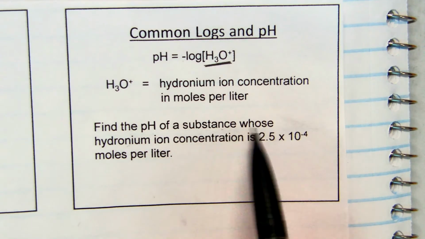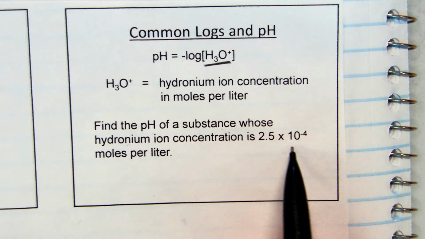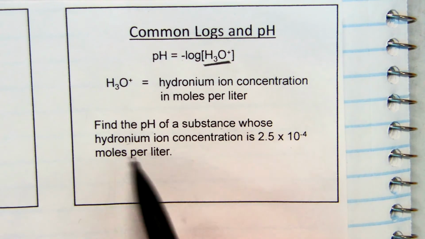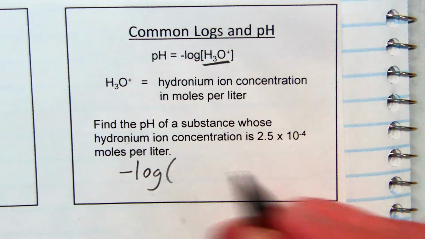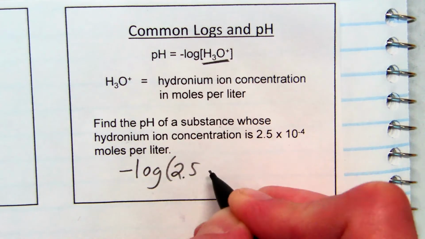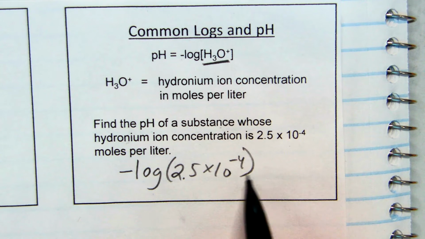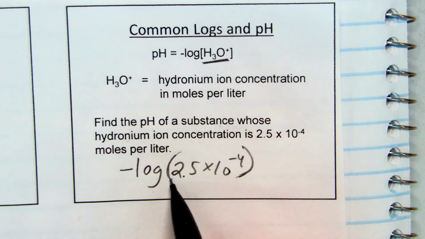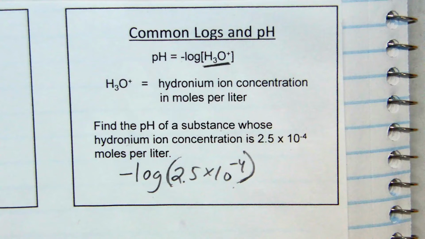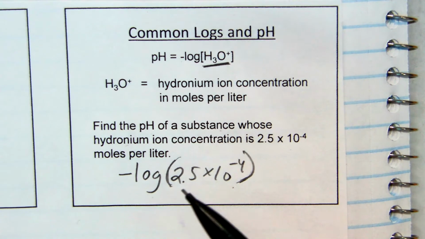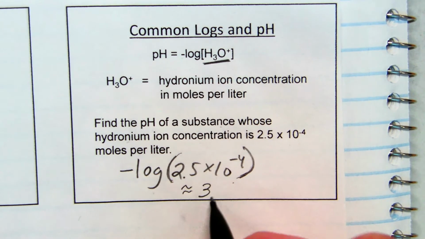Find the pH of a substance whose hydronium ion concentration is 2.5 times 10 to the negative 4th moles per liter. So you literally just do negative log of 2.5 times 10 to the negative 4th. And you just type that into your calculator. It'll give you the open parentheses. You do the closed parentheses. And we'll round it off to say a tenth. So if you type that in, it's going to come out 3.6.